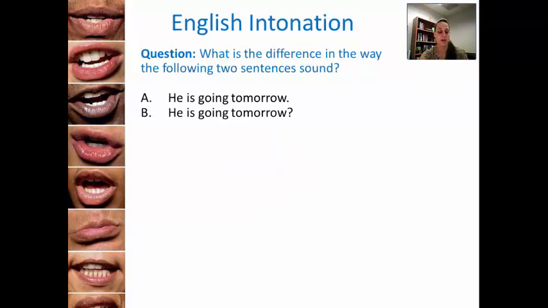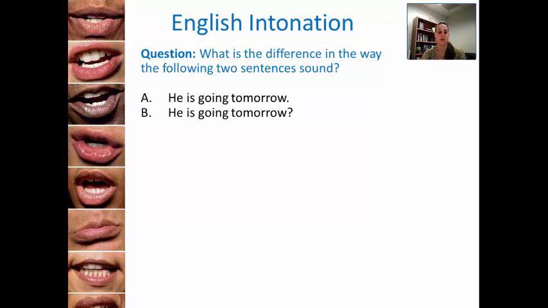Okay, so now we're going to move on to English intonation. This intonation is basically talking about the melody of the language, okay? In particular, it's very much focused on the endings of phrases, whether they rise or whether they fall. So I'm going to state these 2 sentences for you, okay? And I'll have you try and detect what the difference is in the way that the 2 sentences sound.